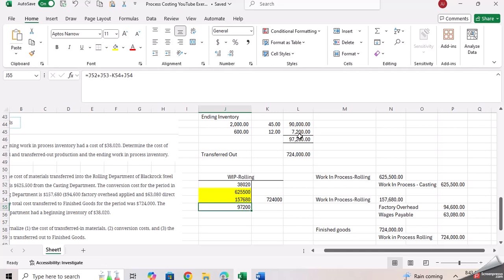Then from finished goods, we're going to sell it, and then we would charge it out to cost of goods sold. They don't have an example of that one, or I would have taken it to that next step, but that's the next step after finished goods: charging it out to our cost of goods sold.